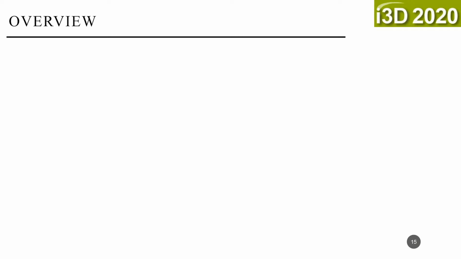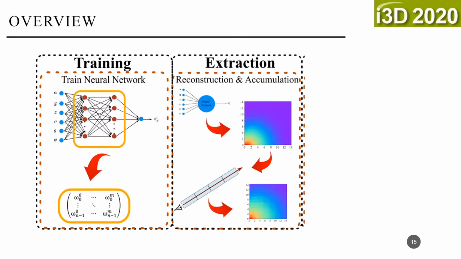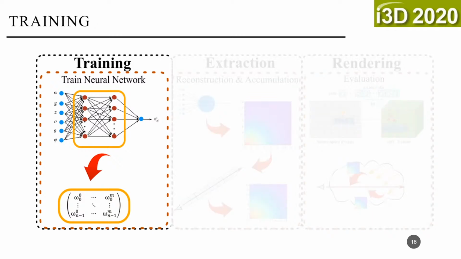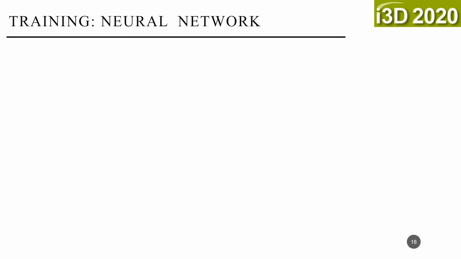Our method has 3 steps. First is training. In this step, we train a neural network to represent our radiance function. Then, the extraction step is used to pre-compute the segment table. Finally, the rendering stage generates VRLs and renders the final results, not only including multiple scattering, but also single, double, and surface radiance. First is the training step. Here are the main settings of our neural network. Here we show some results of our neural network.